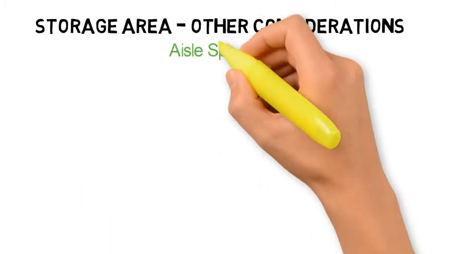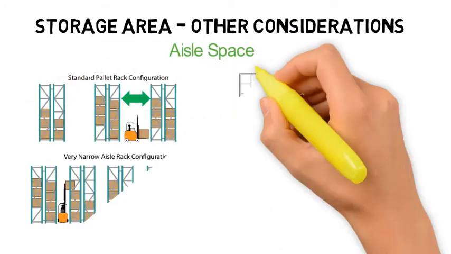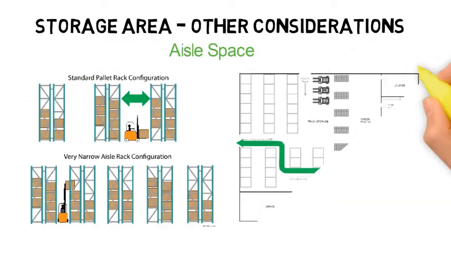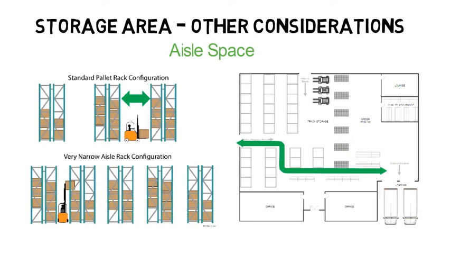When designing storage space, it is important to set aside sufficient aisle space or empty space between rows of racking and shelving for MHE and people to pass through safely when goods are being moved to and from storage areas, to the packing areas, to the staging areas.